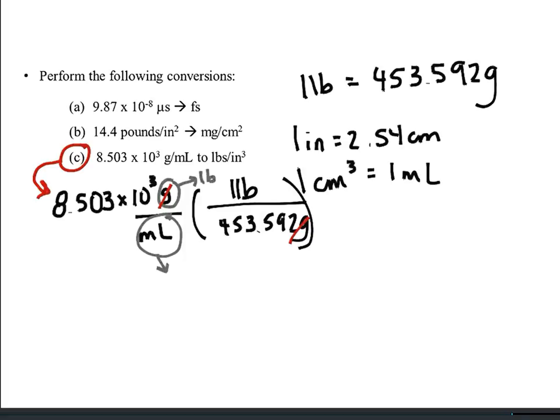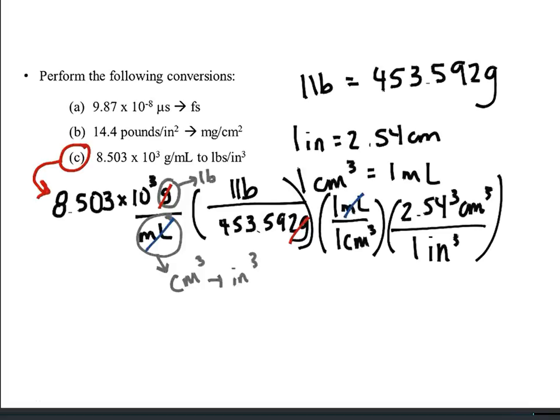Now we're going to convert milliliters. Remember, this is the same as cubic centimeters, and then we can convert that into cubic inches. I have here a conversion that 1 milliliter is the same as 1 cubic centimeter. I would suggest that you include that just so that you don't lose track of your conversions. You don't necessarily have to show me that conversion, but I think you might get confused if you don't include it. And then of course 2.54 cubed cubic centimeters in 1 cubic inch. So we have cubic centimeters on the top here so that it cancels, and then we end up with pounds per cubic inch, and that's what we're looking for.